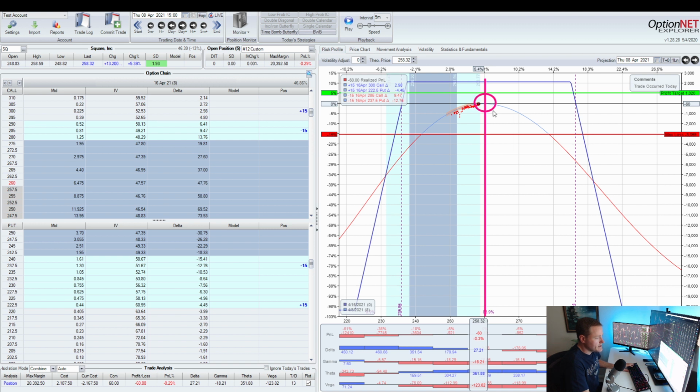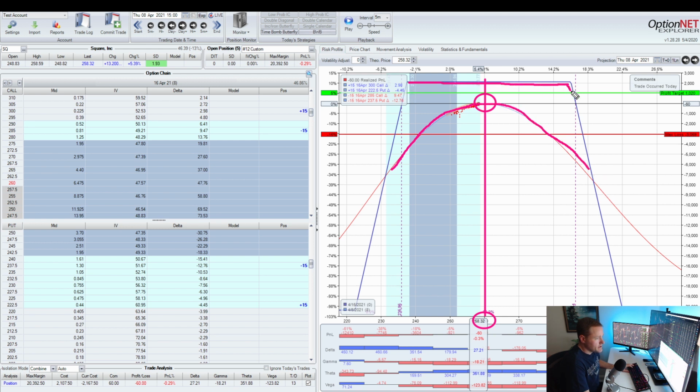So essentially we need Square to be around $260. It's a little hard to see, but right underneath of here is $260. So with Square trading around $260 a share, this spread has the potential to be the most profitable. And the reason being is because you can see this profit and loss curve that comes up like this. This is your profit and loss curve in real time, okay?